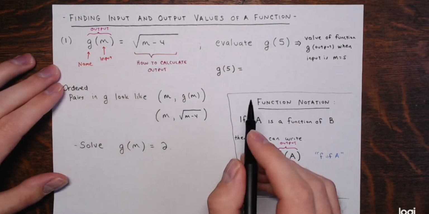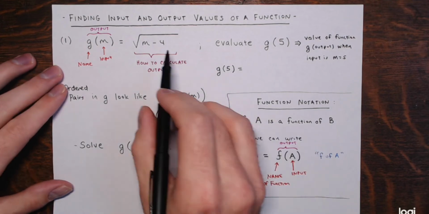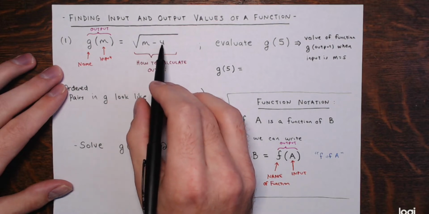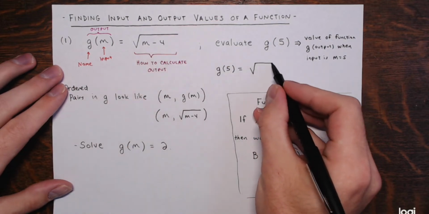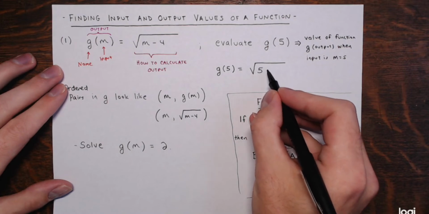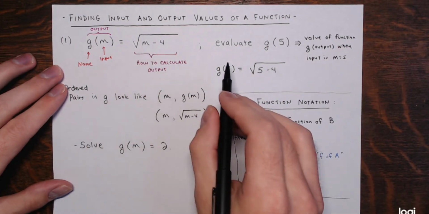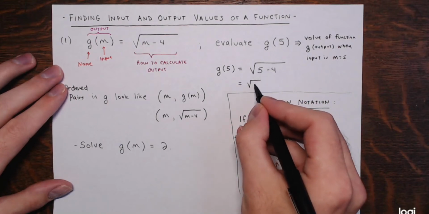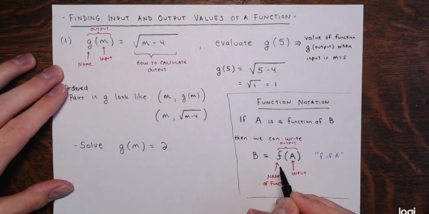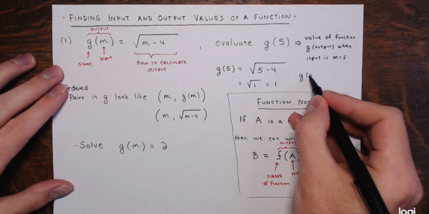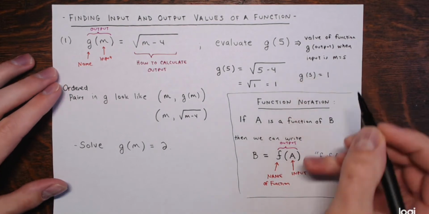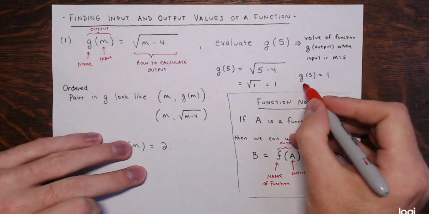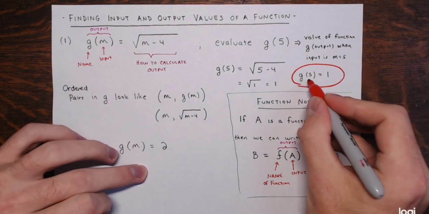So g of 5 is, and then, how do I calculate g of 5? How do I calculate the output when the input is 5? They're telling me how to do it over here. It's the square root of 5 minus 4. M is replaced by 5. And we simplify. This would be the principal square root of 1, which is just 1. So g of 5 is 1. And that's it. That's all we're asked to do. What's g of 5? It's 1.